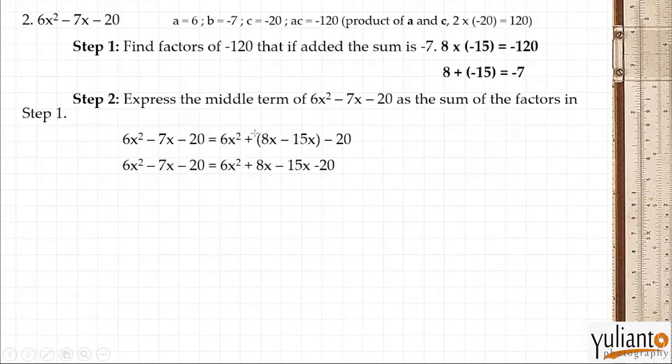After that, I put parentheses, right? Just to see that you replace negative 7x. And then in the second step, I erased the bracket. All right, any question?